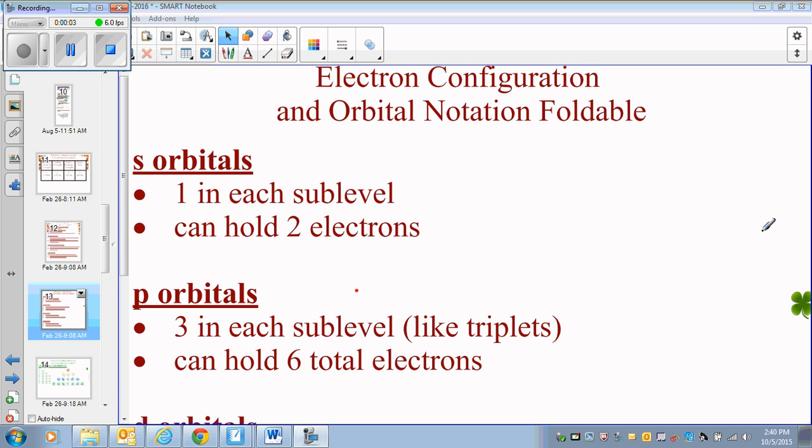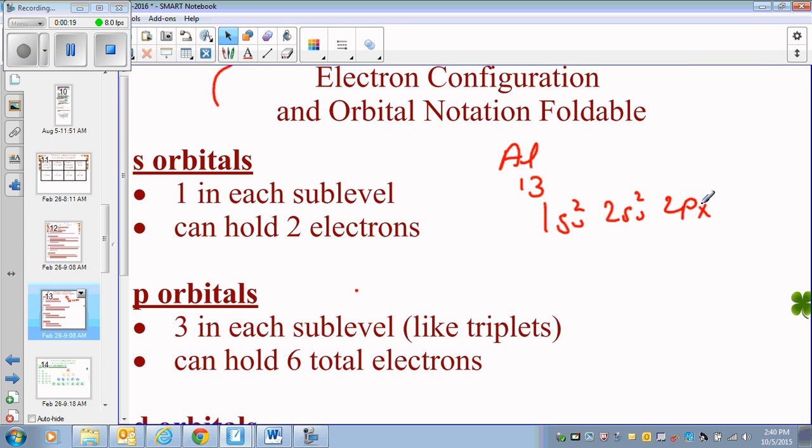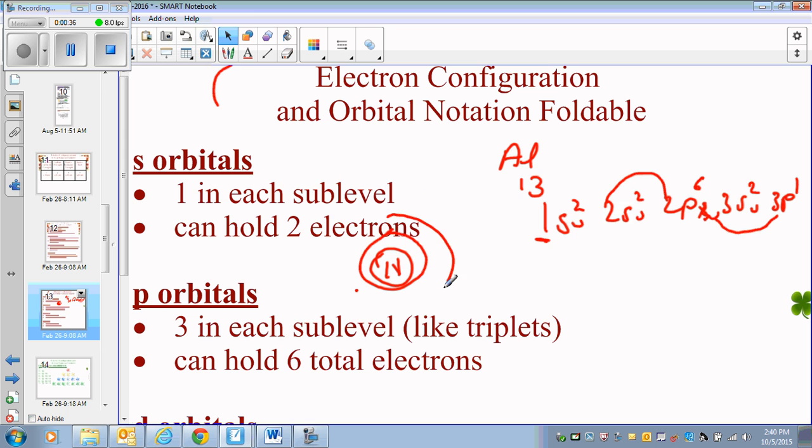Hi everyone, in this video we will continue learning electronic configuration. We learned how to write electronic configuration first of all. If it's aluminum and you have 13 electrons, you do 1s2, 2s2, 2p6, 3s2, 3p1. We learned that this is energy level 1, that means nucleus, and this is energy level 1, and this is energy level 2, and this is energy level 3.